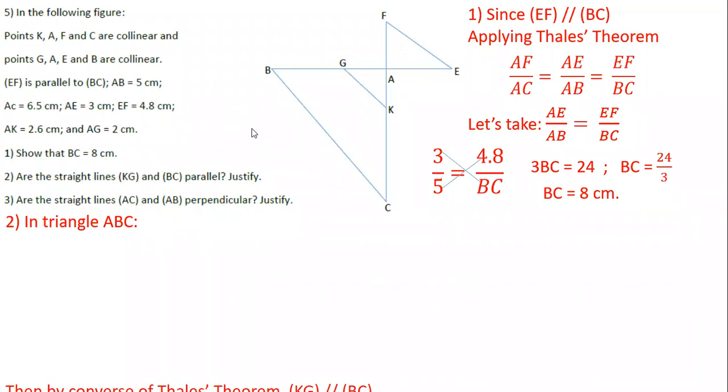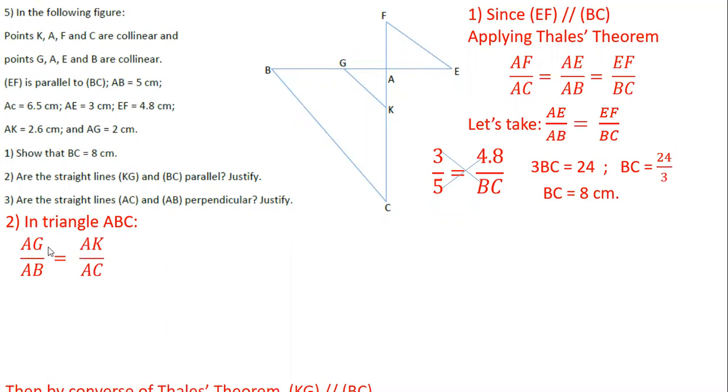We should prove if KG is parallel to BC. Let's see which ratios we can make in this triangle, Alex. A, B, C. Which ratios can you apply here to prove the converse of Thales? We could make AG over AB and AK over AC. So AG over AB, is it equal to AK over AC? Is it equal to KG over BC? So we write these ratios.